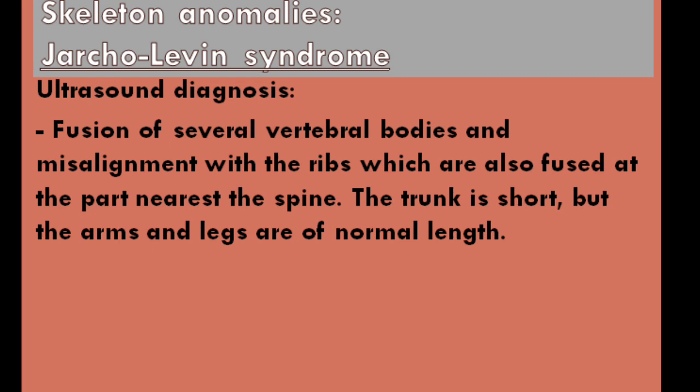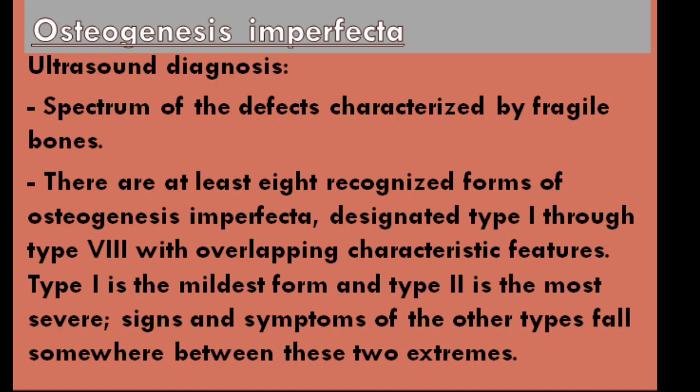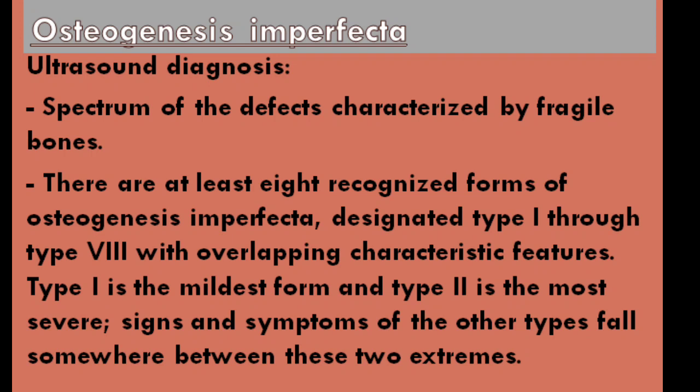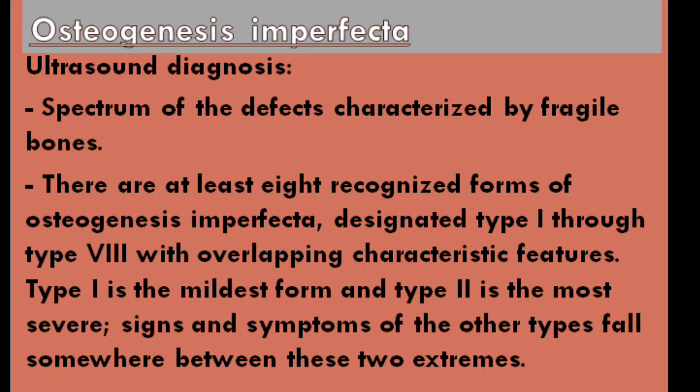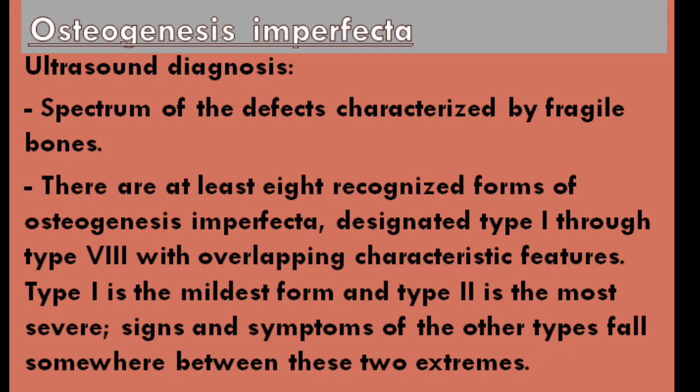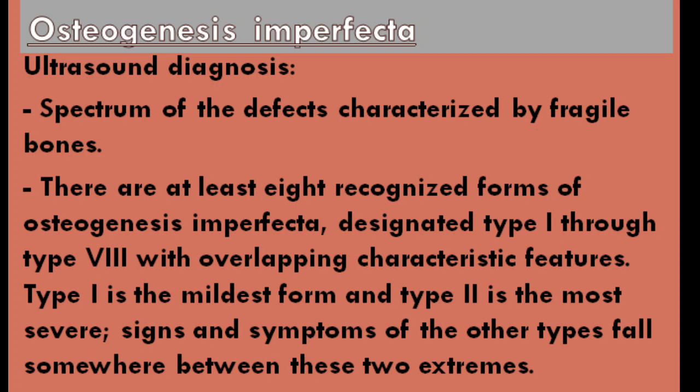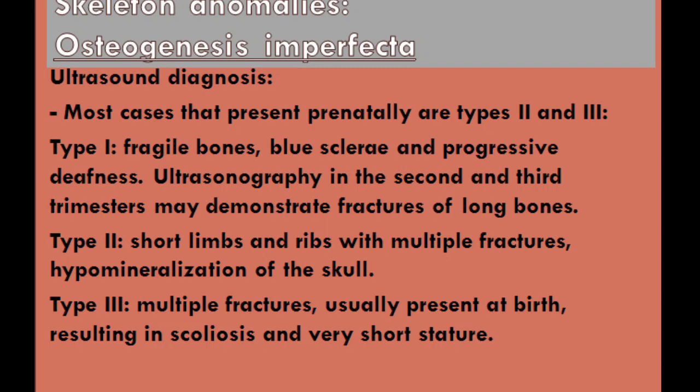12. Osteogenesis imperfecta. Ultrasound diagnosis: spectrum of defects characterized by fragile bones. There are at least 8 recognized forms of osteogenesis imperfecta, designated type I through type 8 with overlapping characteristic features. Type I is the mildest form and type 2 is the most severe. Signs and symptoms of the other types fall somewhere between these two extremes. Most cases that present prenatally are types 2 and 3. Type I: fragile bones, blue sclerae and progressive deafness.